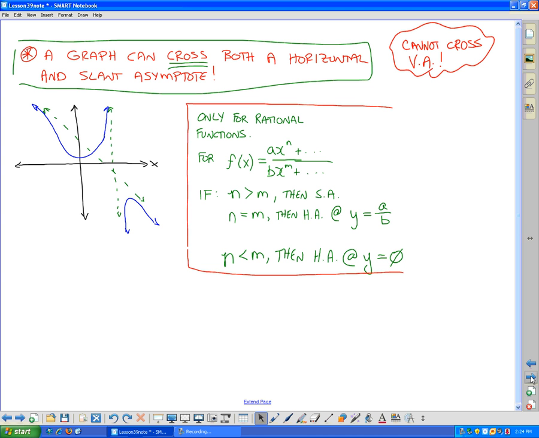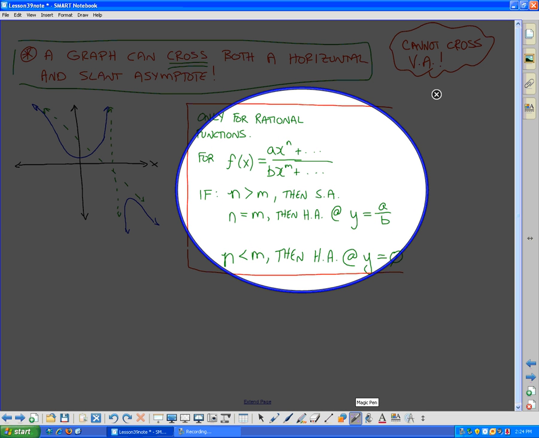For rational functions, I don't know whether you came up with this little summary chart. I know when I taught the course, we came up with this summary. The n and m are the exponents of the leading terms in the numerator and denominator. If n is greater than m, it's a slant asymptote. If they're equal to each other, there will be a horizontal asymptote at a divided by b. And if n is smaller than m, then the horizontal asymptote occurs at y equals 0. That is more of a reference.